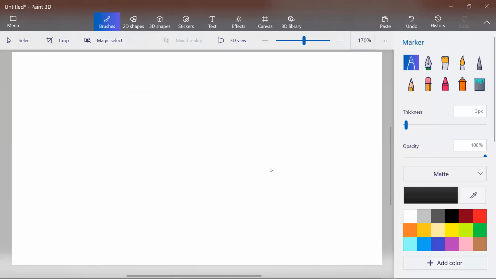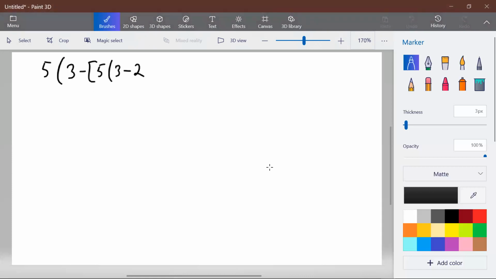So, and remember, one of the things was braces. So if we had an expression that looks like this, 5 times (3 minus {5 times (3 minus 2)}), right? You work from the inside out, from the parentheses to the braces.